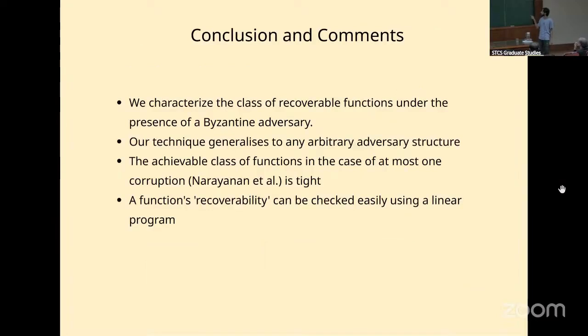And that's it. Some more comments. We characterize the class of recoverable functions. The technique generalizes to any arbitrary adversary structure. The achievable class of functions in the case of at most one corruption is tight, which is the comment that I mentioned. And a function's recoverability can be checked using a linear program. Thank you.